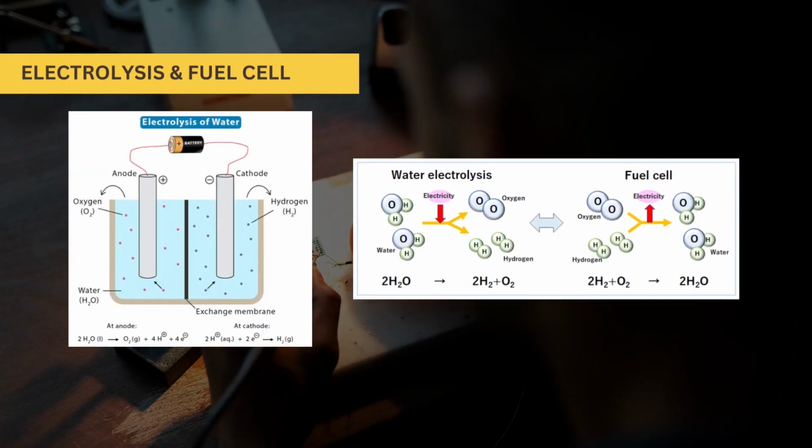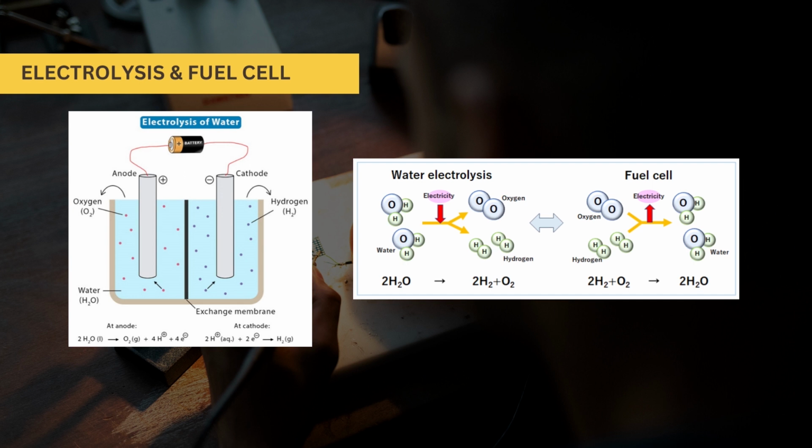From this figure, we can see the relationship between the electrolysis and a fuel cell. The water electrolysis and fuel cell are closely related electrochemical processes that involve the manipulation of water and its components, hydrogen and oxygen, to produce either electricity in case of fuel cell or hydrogen and oxygen gases in case of water electrolysis. Here is an overview of each process. Water electrolysis is a process that splits water into its constituent elements, that is hydrogen and oxygen, using electrical current. It is essentially the reverse of the chemical reaction that occurs in a fuel cell.